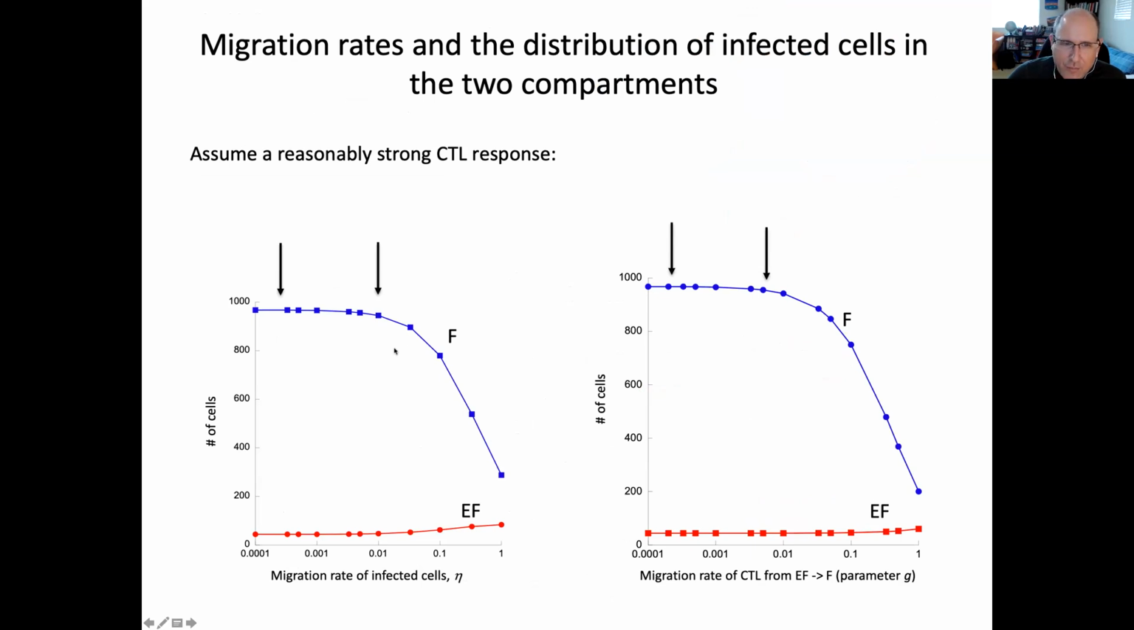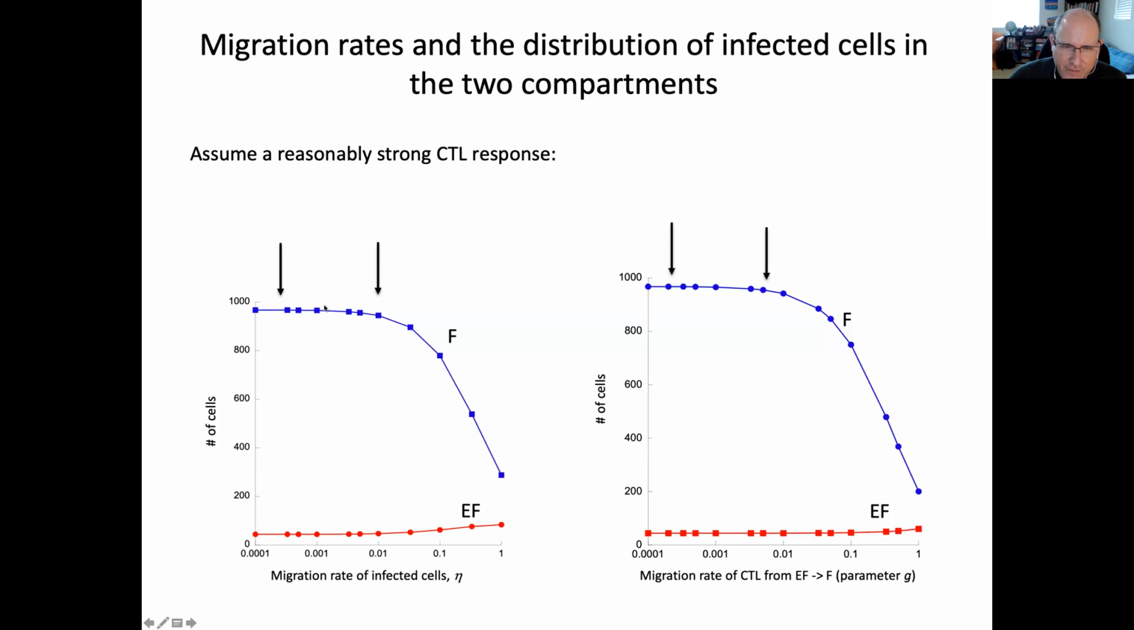And blue is the amount of infected cells in the F compartment, and red is the amount of infected cells in the EF, the extrafollicular compartment. So you can see in the extrafollicular compartment, the amount of infected cells is always low because the CTL are really powerful there, keeping them at low levels.